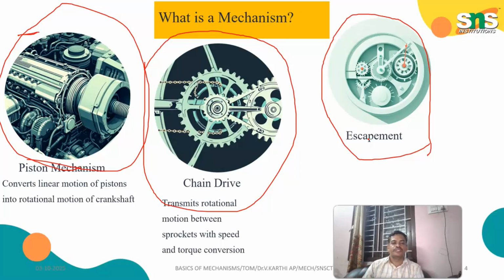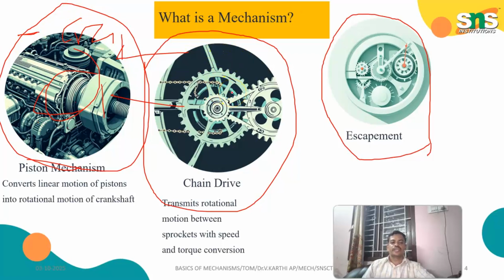The links of the piston mechanism are the crank, connecting rod, piston, and frame or cylinder block. Crank means a rotating link connected to the flywheel, the connecting rod is the coupler link, and the piston is the slider link that moves linearly. The cylinder frame is the fixed link.